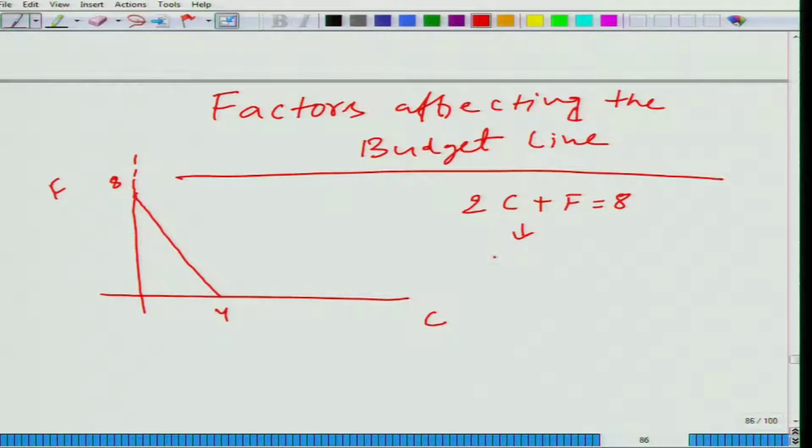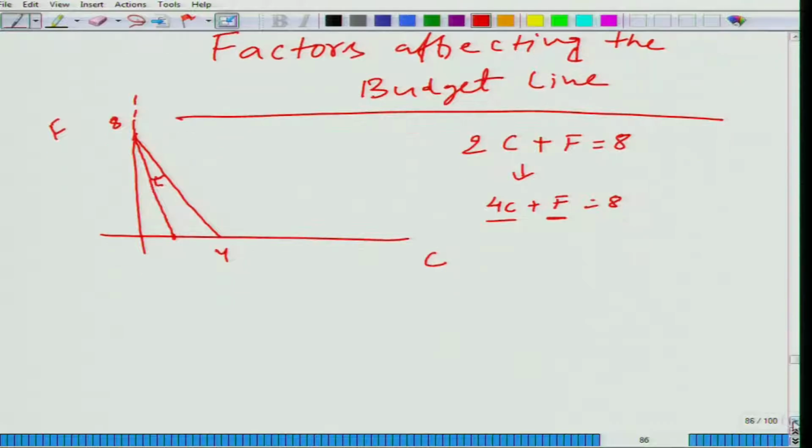So, right now, from 2c plus f, we are talking about 4c plus f. So, of course, it will rotate. Right now how much maximum quantity of fish can you catch? Still 8. So, this will not change, but how about the maximum amount of coconut that you can get? Just 2. So it is going to rotate like this, clockwise, from 8. It would become clearer if you pay attention to this.